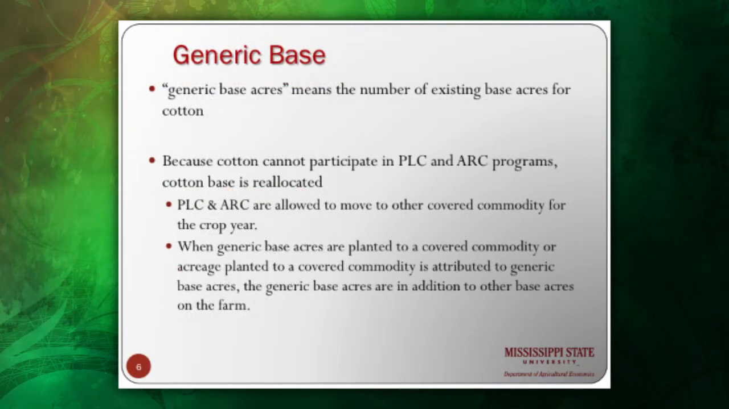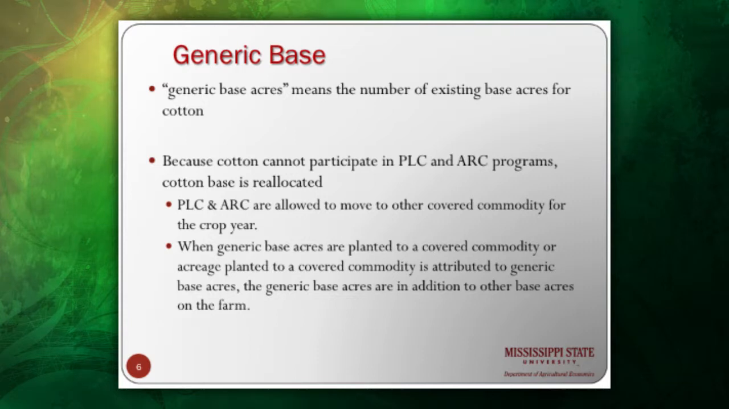Now let's talk a little bit more about the generic base that I just mentioned. Generic base acres will be converted from cotton base acres. Because cotton cannot participate in the PLC and the ARC program, this cotton base is going to be reallocated to other commodities. PLC and ARC are allowed to move to other commodities for the crop year. So, in other words, if an individual has 100 acres of cotton base today, they will be able to convert it to generic base and then move it around for other base program crops that are in the PLC or ARC program over time.